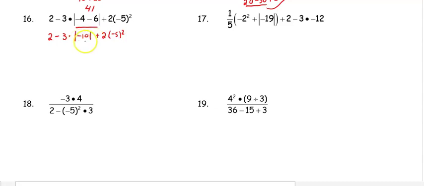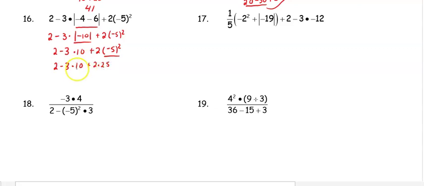So the absolute value of negative 10 is 10. So we have 2 minus 3 times 10 plus 2 times negative 5 squared. Our next step is going to be the exponent. So negative 5 squared is 25. So we have 2 minus 3 times 10 plus 2 times 25.